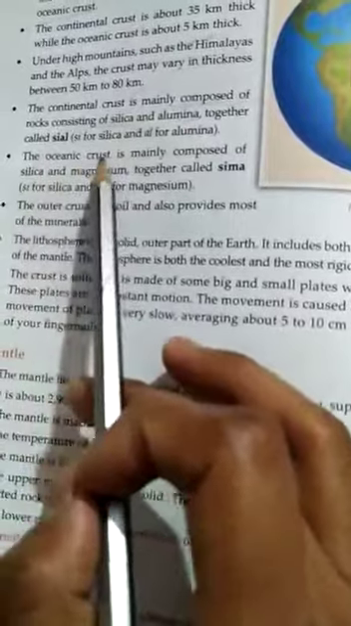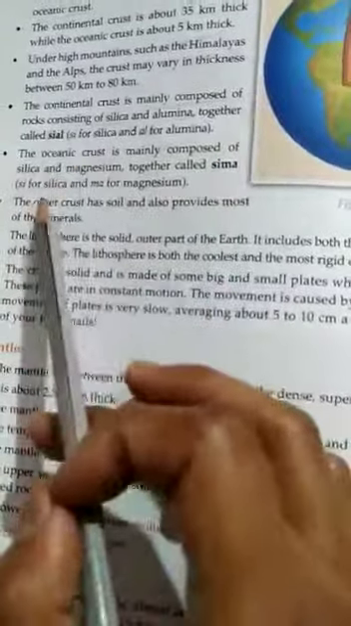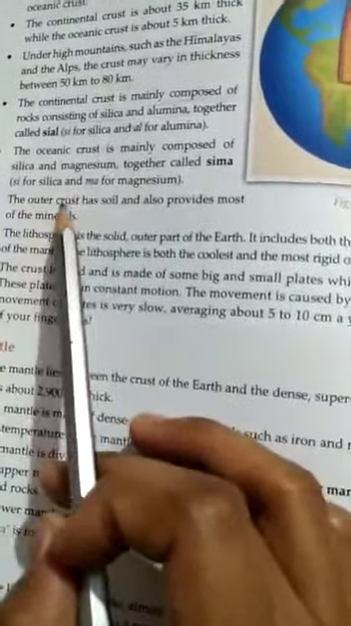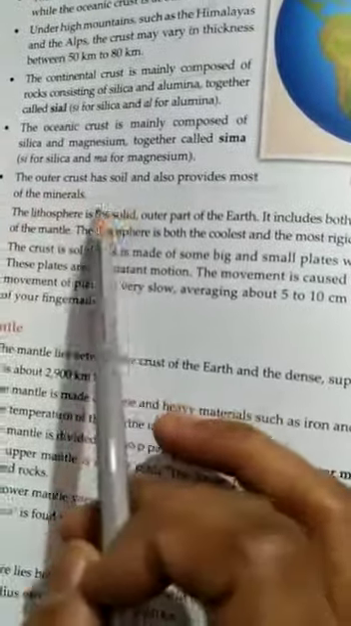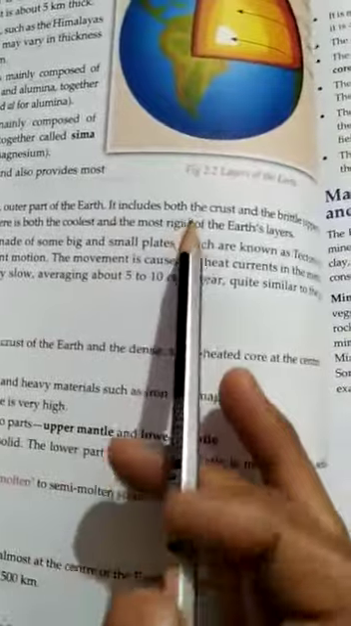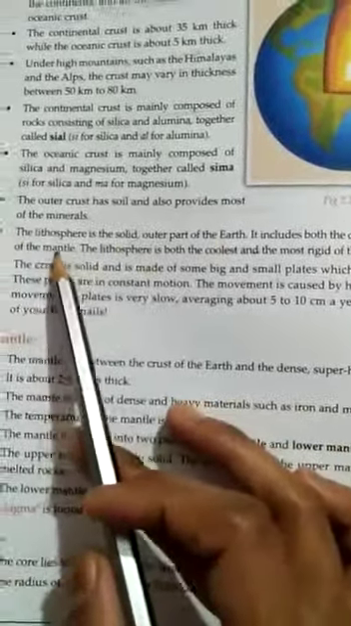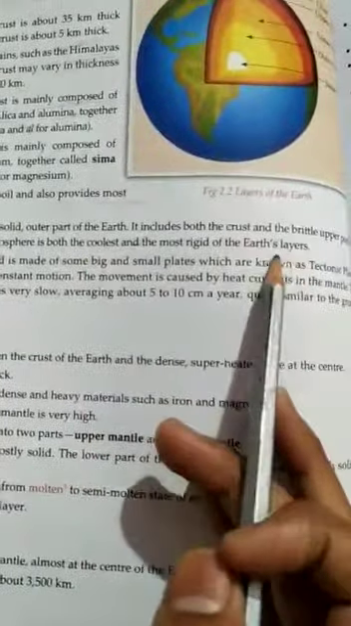The oceanic crust is mainly composed of silica and magnesium, together called sima. The outer crust has soil and also provides most of the minerals. The lithosphere is the solid outer part of the earth and includes both the crust and the brittle upper portion of the mantle. The lithosphere is both the coolest and the most rigid of the earth's layers.